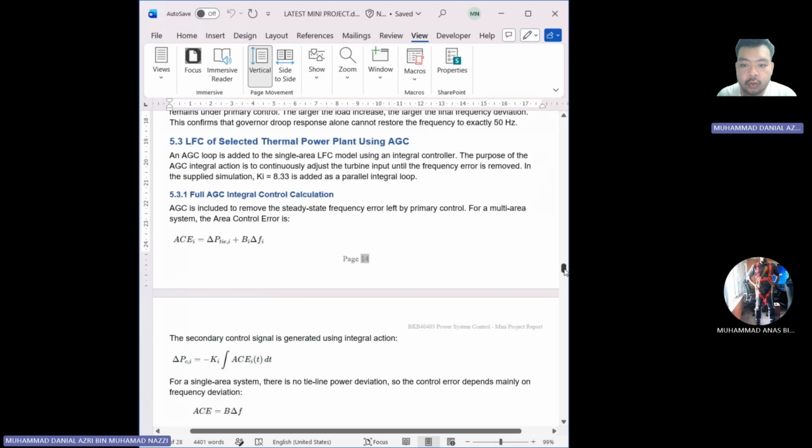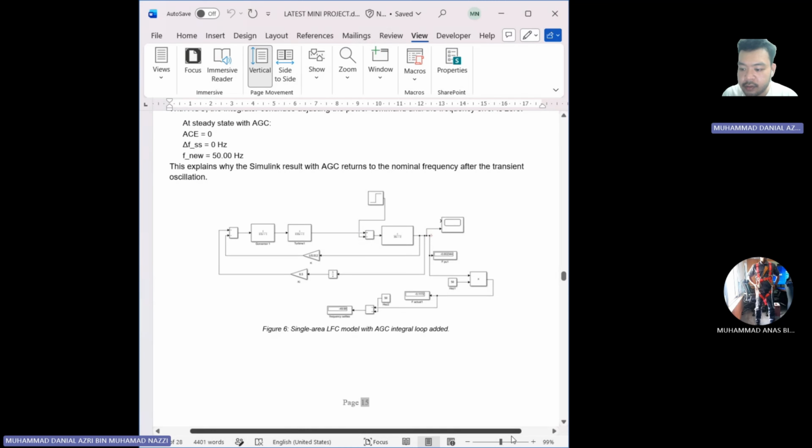So moving to the next, which is LFC of selected thermal power plant using AGC. For this part, an AGC loop is added to the single area LFC model using an integral controller. The purpose of the AGC integration is to continuously adjust the turbine input until the frequency error is removed. In this simulation, KI, which is the integral controller we are using, is 8.33, added as a parallel integral loop.